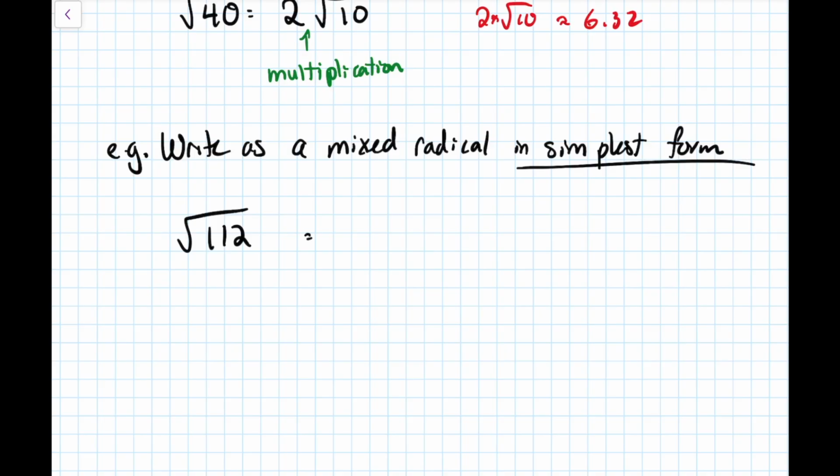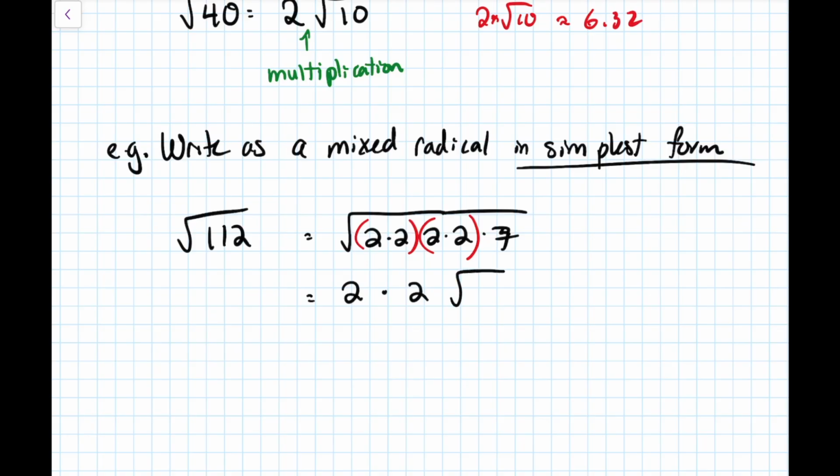So 112, when we break it down, turns into 4 2s and a 7. So if we're going to make some pairs here, we can make a pair of 2s, and we can make another pair of 2s. And so each of those pairs is going to contribute 1 2 on the outside of the root. And then anything that didn't get paired, which in this case is just the 7, is going to stay on the inside. And then to finish this off, we just multiply the stuff that we pulled out. So we've got 2 times 2, which is 4. And this is 4 root 7.